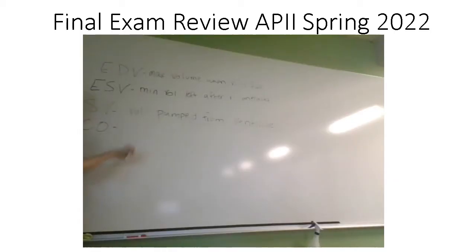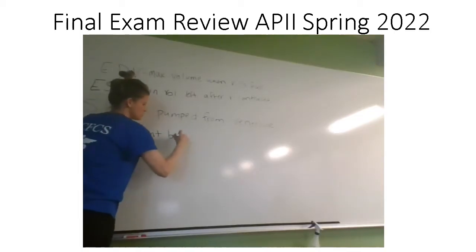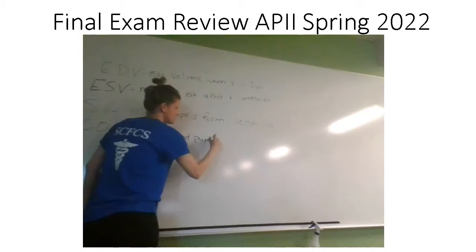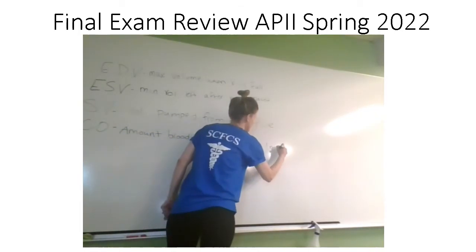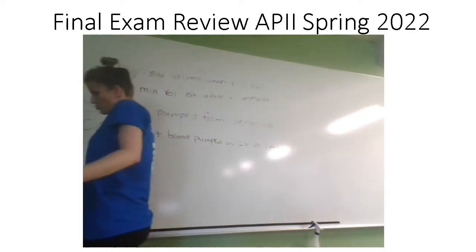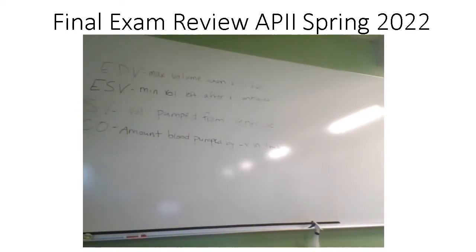Cardiac output is the amount of blood pumped by the left ventricle in 1 minute. Cardiac output, right? Like the output from the heart. Cardiac output equals heart rate times stroke volume. Makes sense, right? Stroke volume is how much is it pumping out each time it contracts, how much goes out. Heart rate is how many times is it beating.